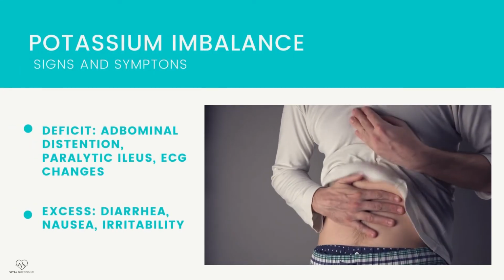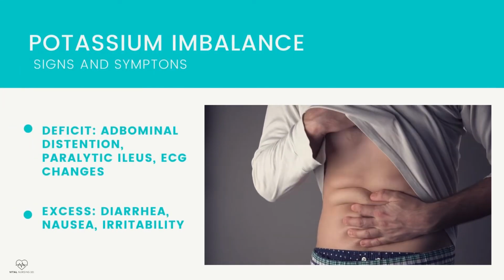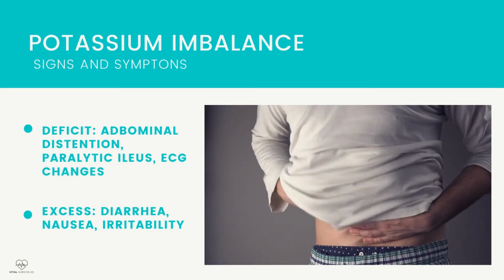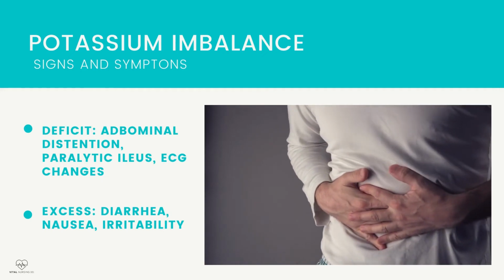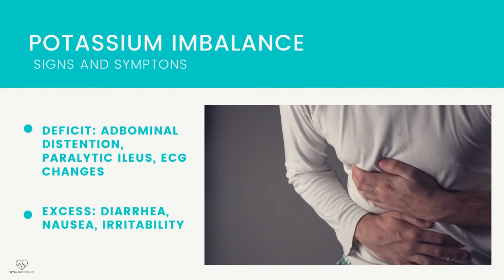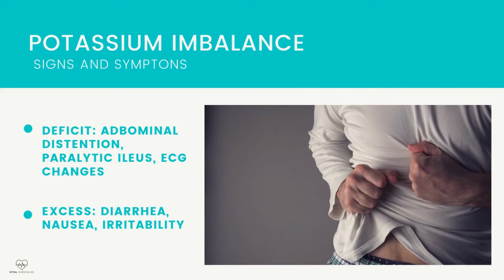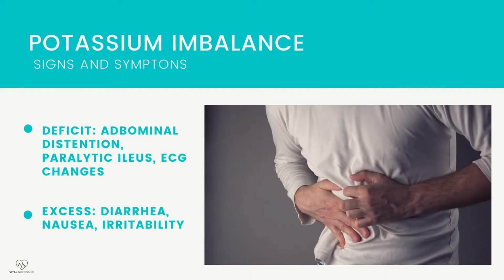Potassium deficit. These manifestations include abdominal distension, paralytic ileus, and ECG changes. Potassium excess. Manifestations include diarrhea, nausea, irritability.